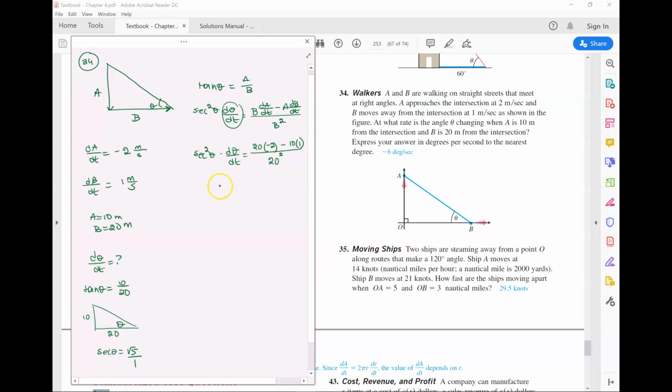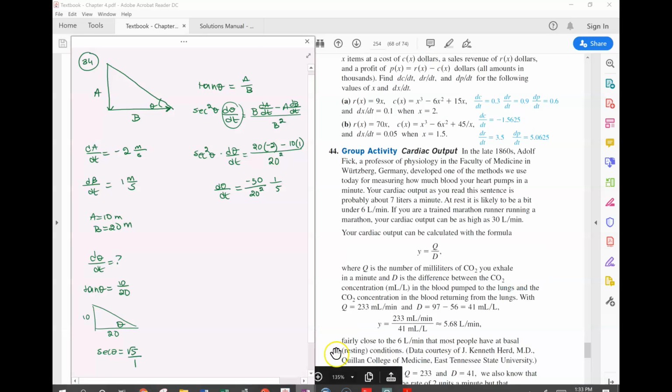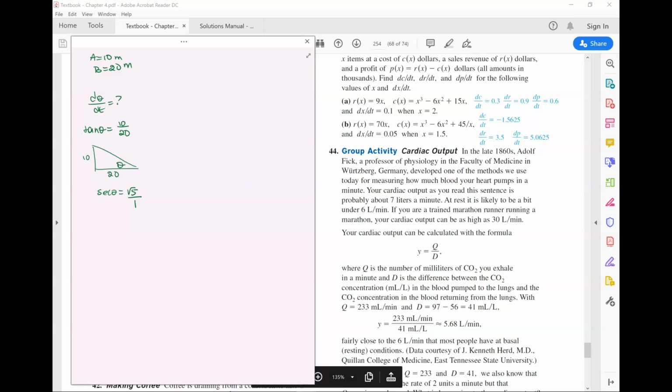So d theta dt is equal to all of this, negative 40 minus 10, negative 50 over 20 squared times 1 over root 5. Okay? So 36.